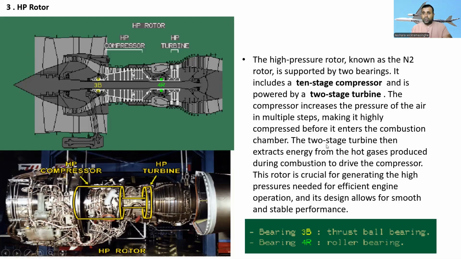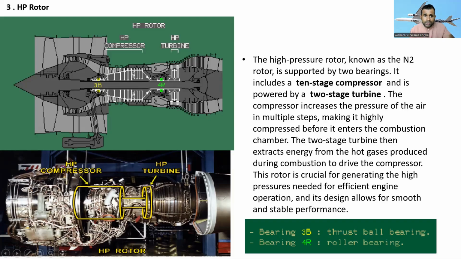The two-stage turbine then extracts energy from the hot gases produced during combustion to drive the compressor. The purpose of the turbine is to drive the compressor. This rotor is crucial for generating the high pressure needed for efficient engine operation, and its design allows for smooth and stable performance.